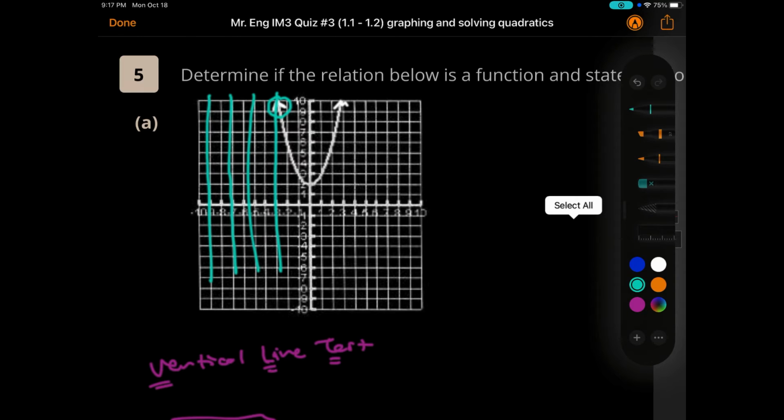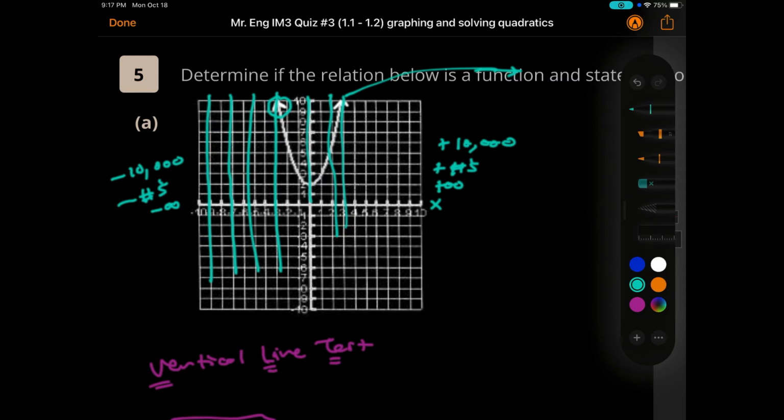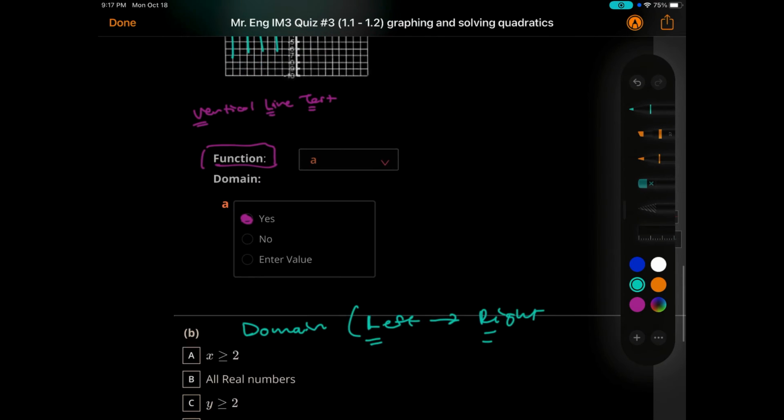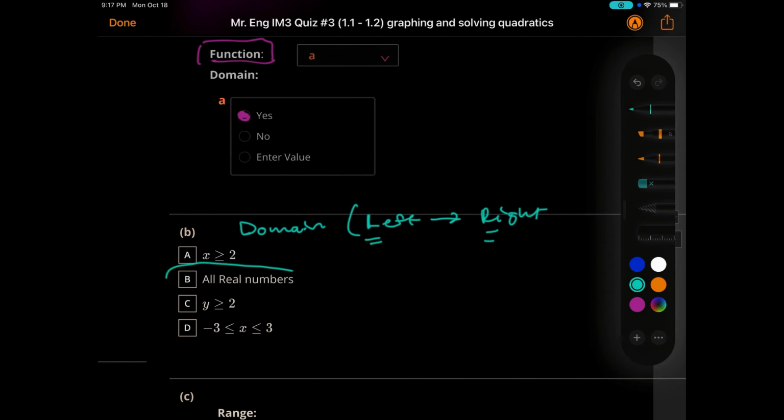Now, referring to the domain, which is the x-axis, which means it's coming from negative numbers. Negative numbers. Something like negative 10,000. That makes sense. And as I go towards the x numbers, the graph is going to go on forever. And this is called positive infinity, or you think of it as positive numbers. You can think of it as positive 10,000. So what numbers can I pick? I can pick all numbers. All real numbers is my answer.